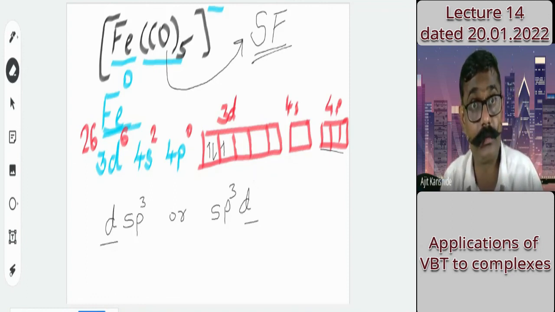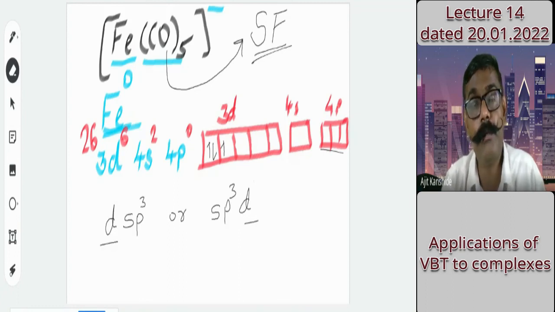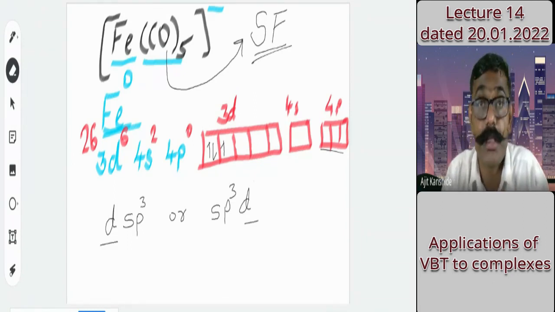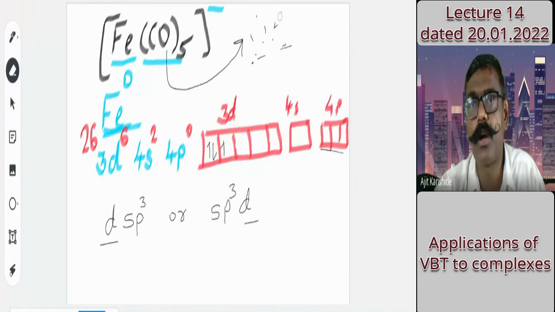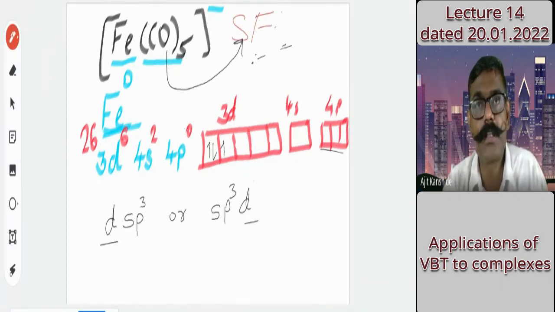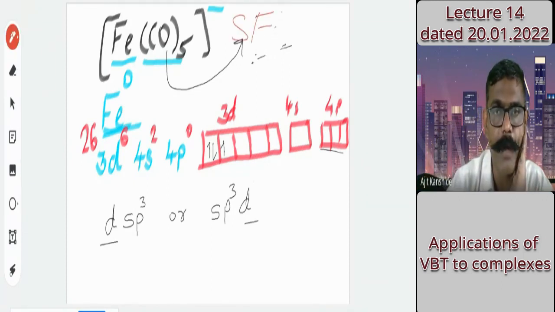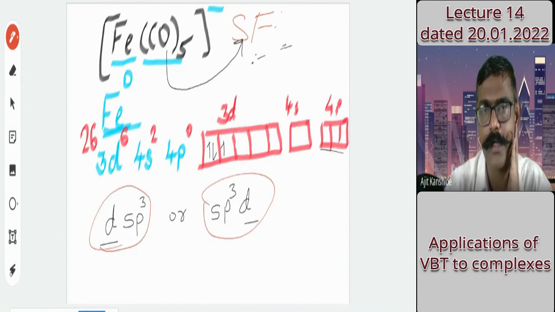If the ligand is strong, if the ligand is close, then the metal will make provision, if possible. One of the d orbitals will be made available. When we considered the ground state configuration, the d orbital was not available, and the 4s orbital also was not available. But carbonyl, I told you, is a strong field ligand. Carbonyl is a strong field ligand. Considering this data, the possibilities of hybridization are dsp3 or sp3d.